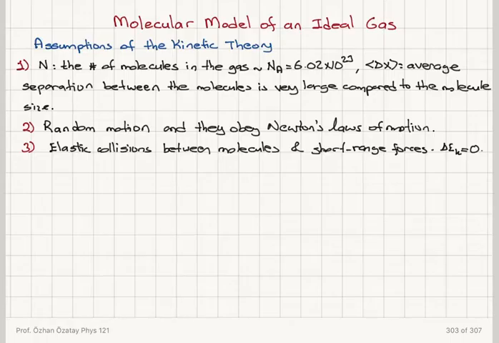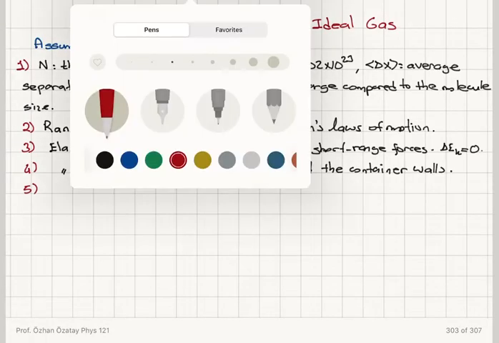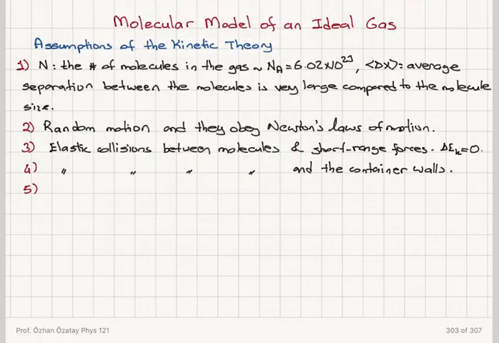And number 4, they also make elastic collisions with the walls of the container. So elastic collisions between molecules and the container walls. And number 5, we have all molecules identical and the gas is pure. So pure gas, identical molecules.